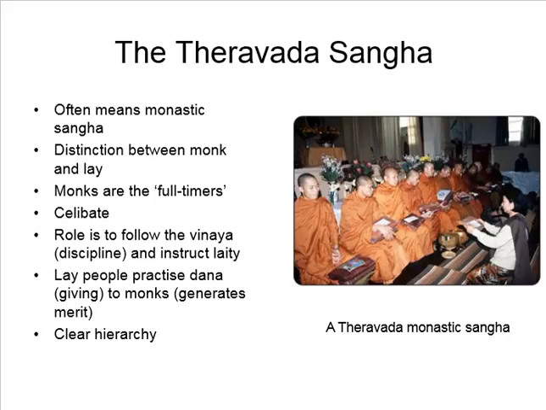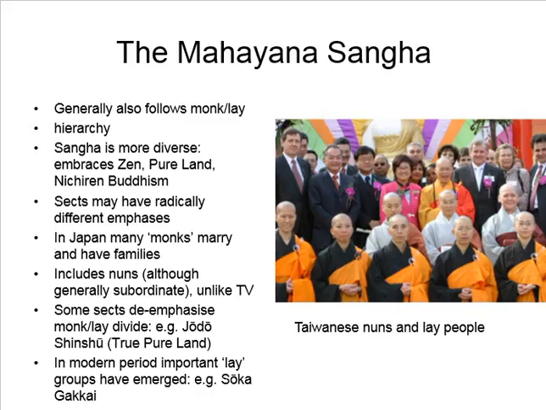I take refuge in the Mahayana Sangha. Generally, the distinction between monk and lay is broken down. There is a hierarchy, but the Sangha is more diverse, embracing all types of Buddhism. Sects have all types of differences and emphases. In Japan, monks, in fact, may marry and have families. That's very unusual. This would include nuns, generally your subordinate. So unlike Theravada Buddhism. Some sects de-emphasize the monk-laity divide, Jodo Shinshu, or Pure Land Buddhists. In the modern period, importantly, lay groups have emerged, Soka Gakkai.